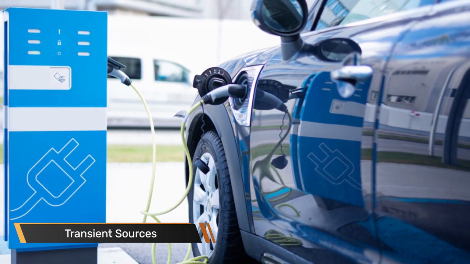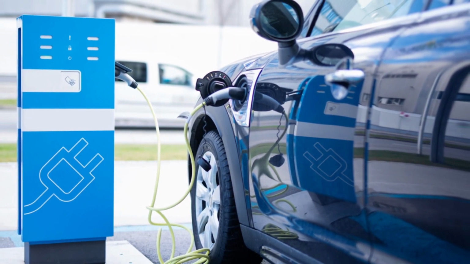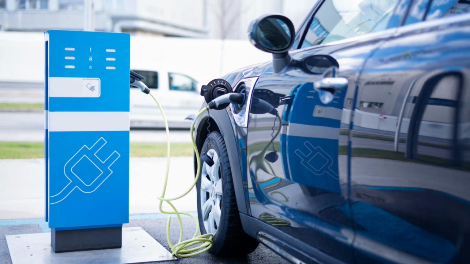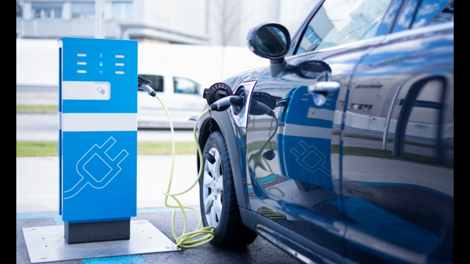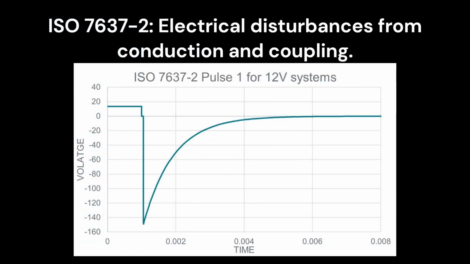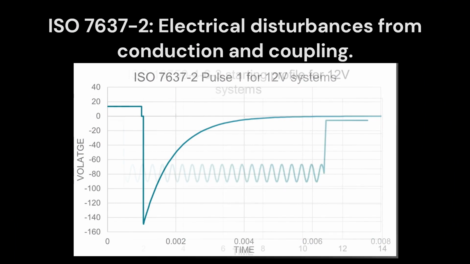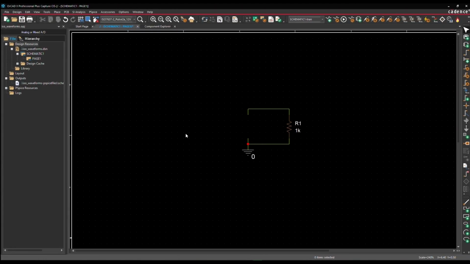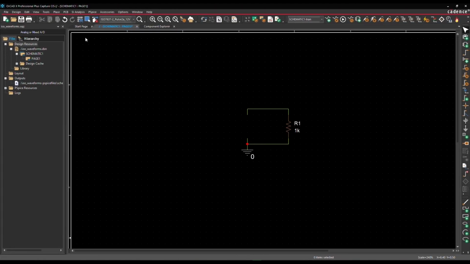In the automotive industry, testing of equipment according to standards such as ISO 7637-2 and ISO 16750-2 is mandatory. Thus, simulation of these tests becomes essential as it may often reveal issues which may appear during electromagnetic compatibility testing at later design stages. In PSpice, now you can simulate these tests as defined in standards using new transient sources.